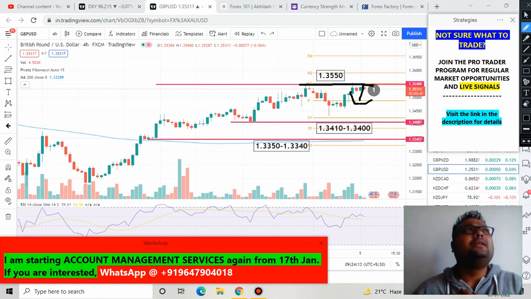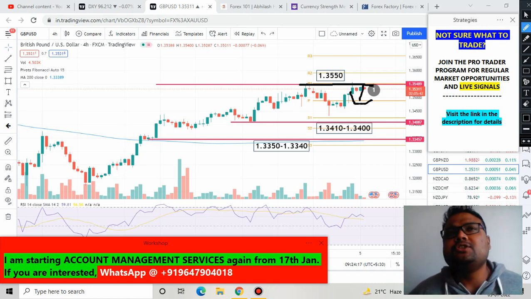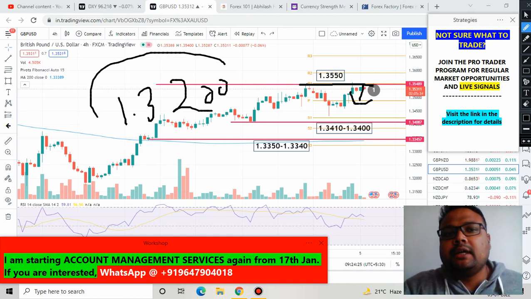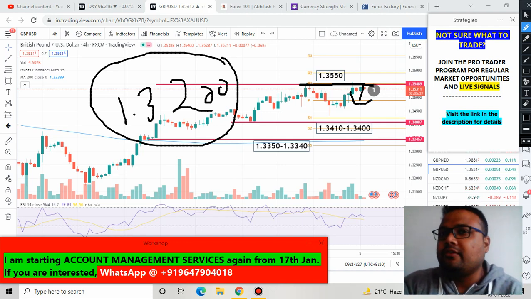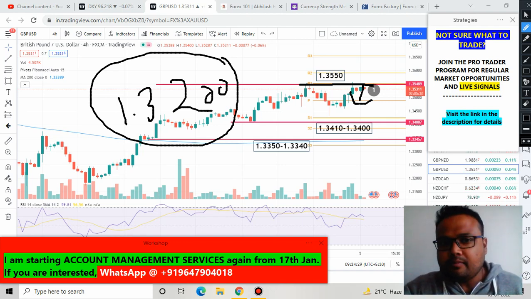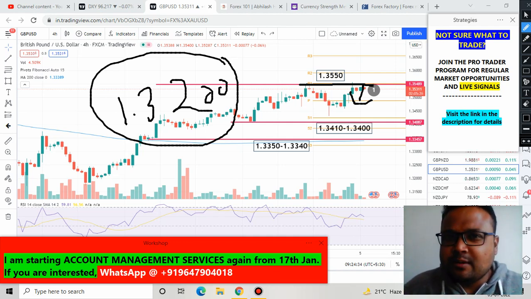In the last year, in mid December, I clearly mentioned that there is a good possibility of GBP USD going up. When GBP USD was trading at 1.3200, I mentioned that there is a good possibility of a trend reversal and the market going up, because there are many factors I don't want to discuss and bore you again.